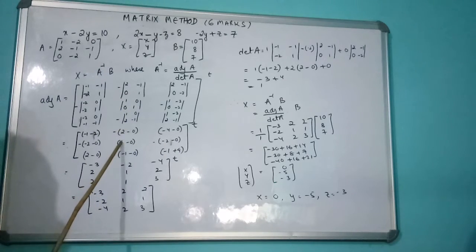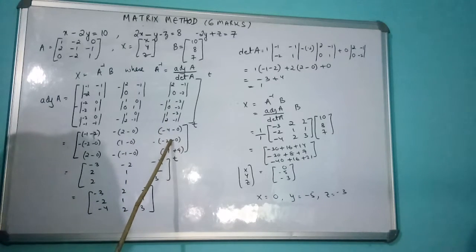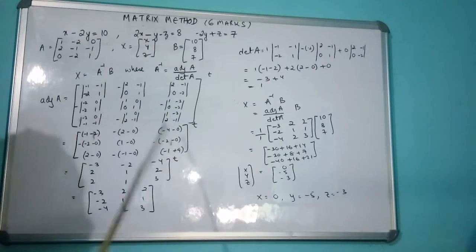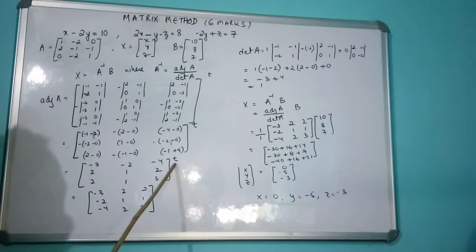Just don't forget to put minus in the middle. 1 into 1 is 1, minus in the middle, 0 into 0 is 0. Next, minus as it is, 1 into -2 is -2, minus in the middle, 0 into -2 is 0. I hope you understood till here. If you have any problem, you can always text me. Now, once you are done with that, don't forget to write the transpose. I've calculated it, as you can see. Now, I want to remove the transpose.